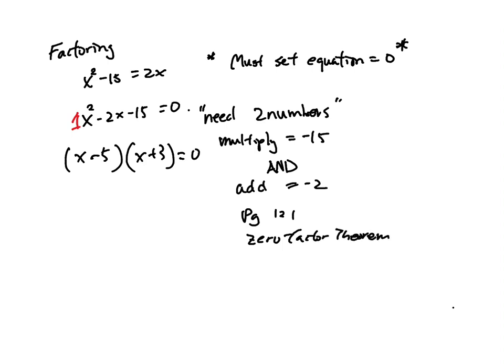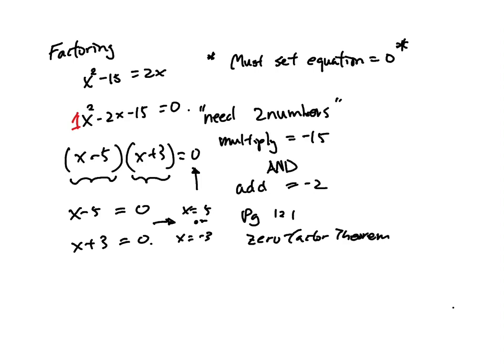What it says is, if you have a quantity multiplied by another quantity equal to 0, then individually each quantity is equal to 0. And then we can use that idea to solve it. So in this case, what we have is x equal 5 or x equal -3. Okay? Alright, so if you can factor it, then we can use the zero factor theorem to finish the problem. Alright, let's move on to the next one.